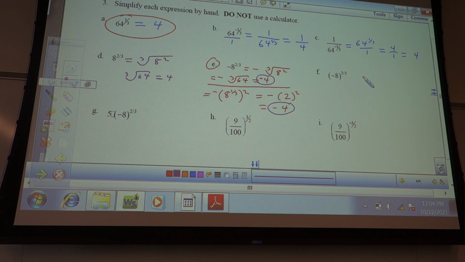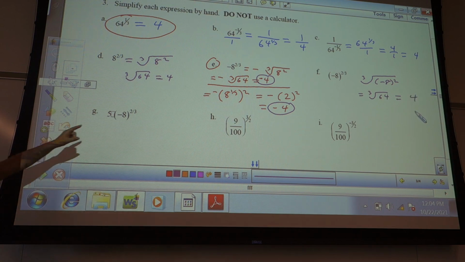This one's different. What goes inside of here is negative 8 squared. What's negative 8 squared? 64. And that also equals 4.